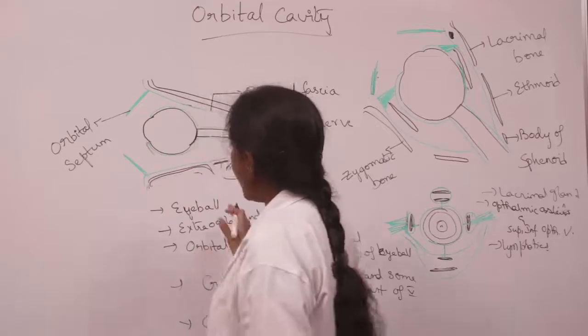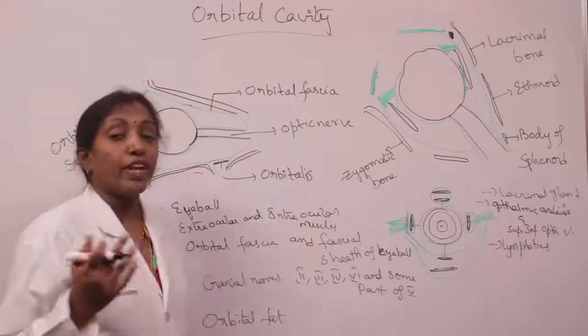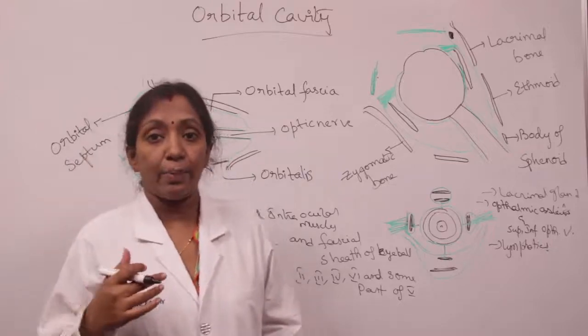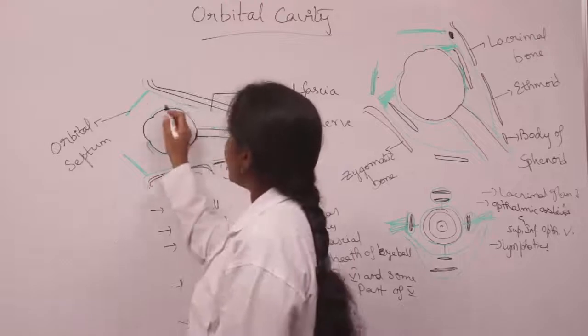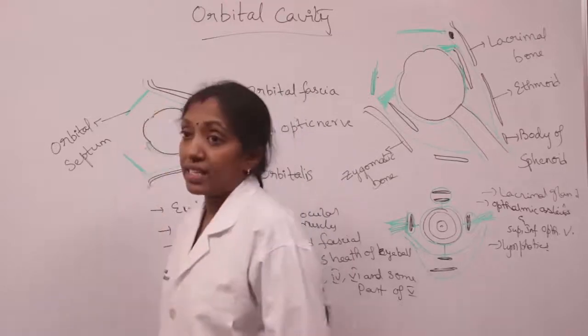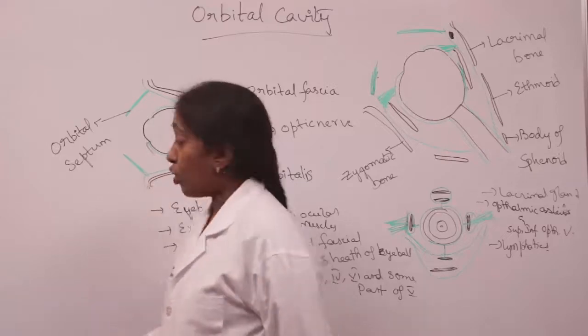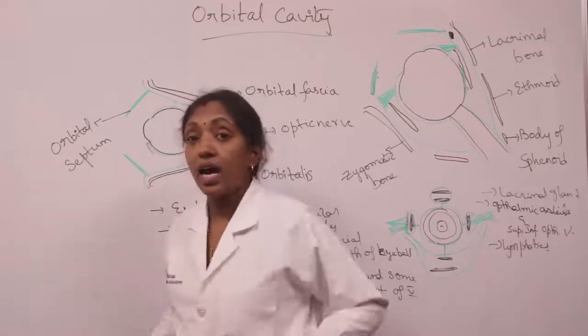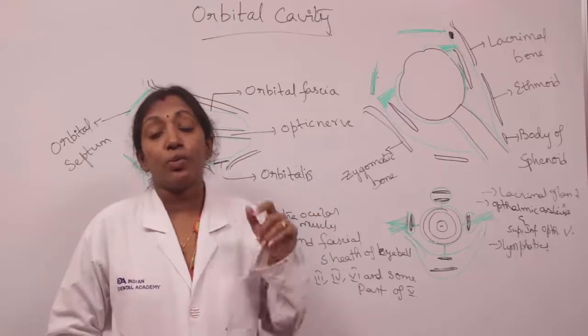Okay, and coming to the extensions of the orbital fascia. The orbital fascia sends various septa to the upper and lower eyelids. We call it the orbital septum. They form the orbital septum, and also the orbital fascia extends as a pulley surrounding the superior oblique muscle.